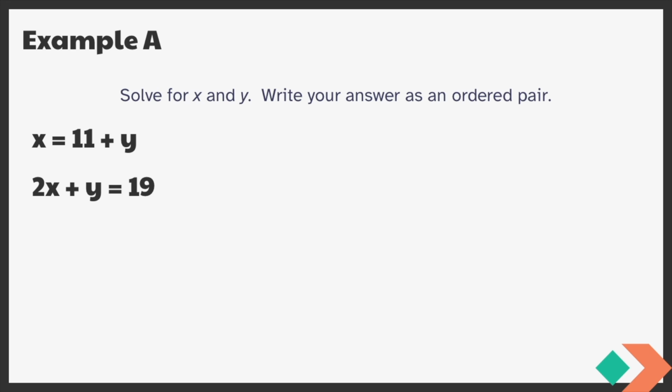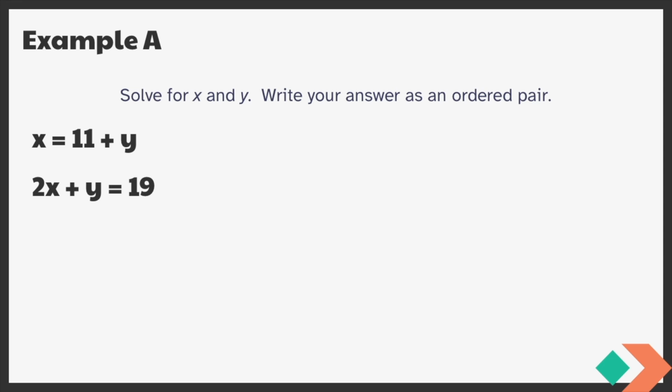So here we are at example A, and it says solve for x and y and write your answer as an ordered pair. So we've got a system of equations, and we've got to make sure that we're going to eliminate them. So we're going to try and get one of the variables by itself. We're going to do that by trying to find an opposite that we can cancel. So we've got x equals 11 plus y and 2x plus y equals 19.